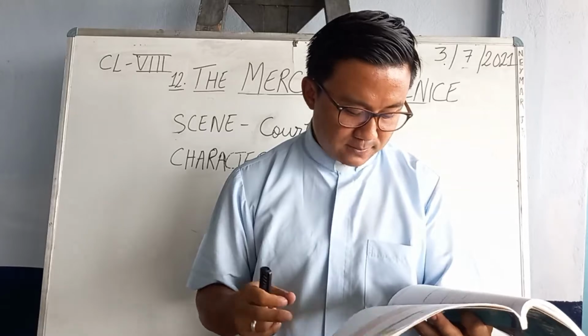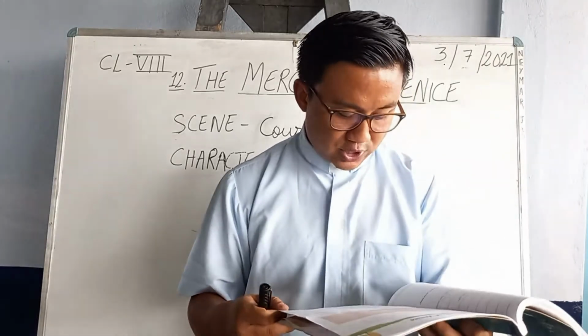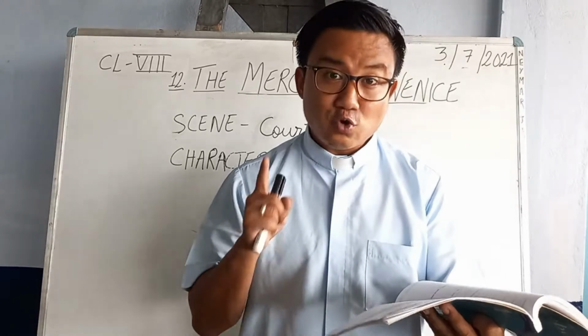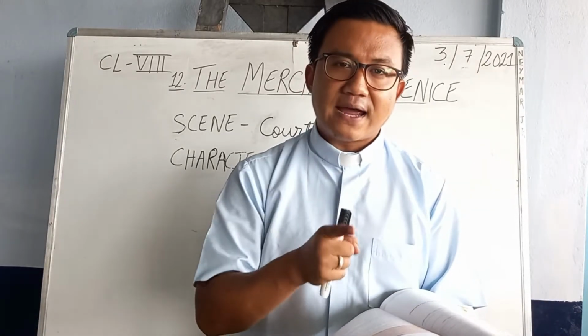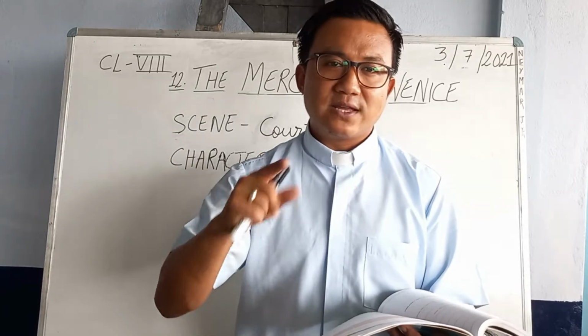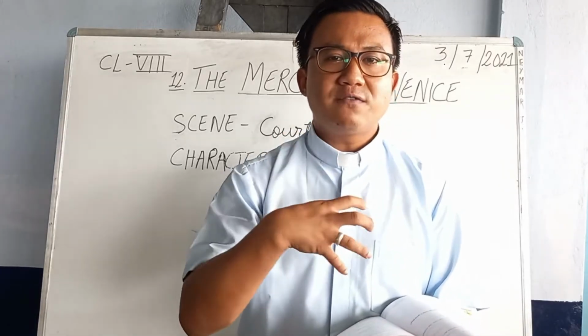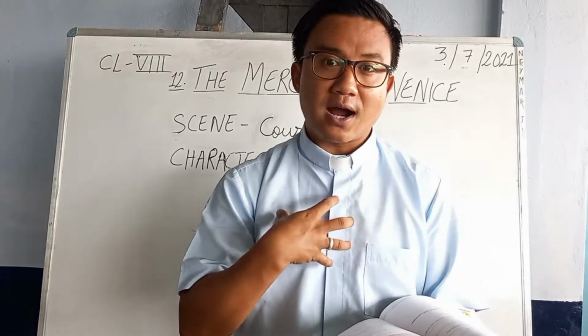Portia asks, is your name Shylock? Shylock says, yes, Shylock is my name. Portia says, I must admit that your case is very unusual. Unusual. Now what was the case? If Antonio is not able to pay back the debt within 3 months, Shylock has the right to take 1 pound of flesh from the body of Antonio, close to the heart.